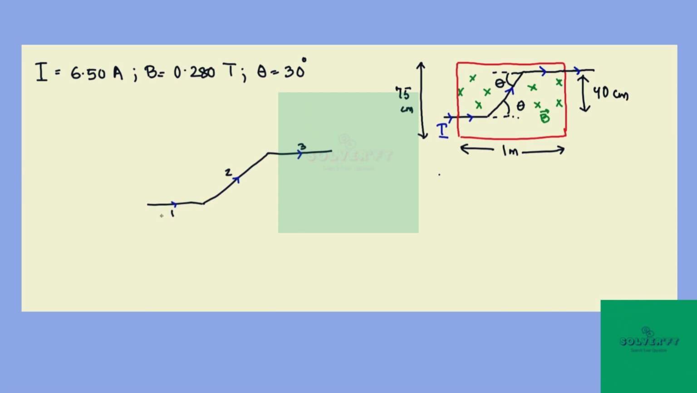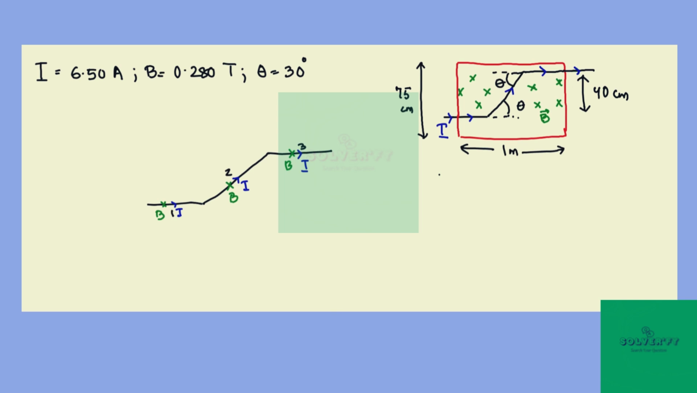So let's mark this as I, and the magnetic field is into the plane of the screen. So this is the direction of the magnetic field, and let's mark this B.